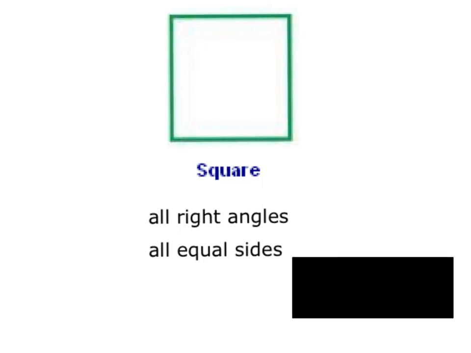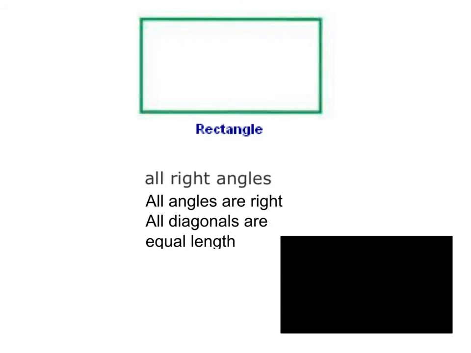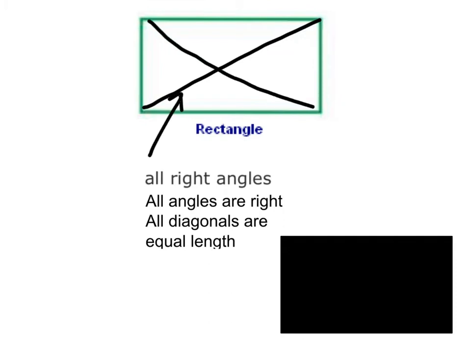So when we talk about a square, all angles are right angles and all sides are equal. With a rectangle, all angles are right angles and all diagonals are equal in length. When we talk about diagonals, we're talking about these. These are equal in the length that you draw them. You also have two sides, this side and this side, that are parallel to each other, and you can also say that this side and this side are parallel to each other.